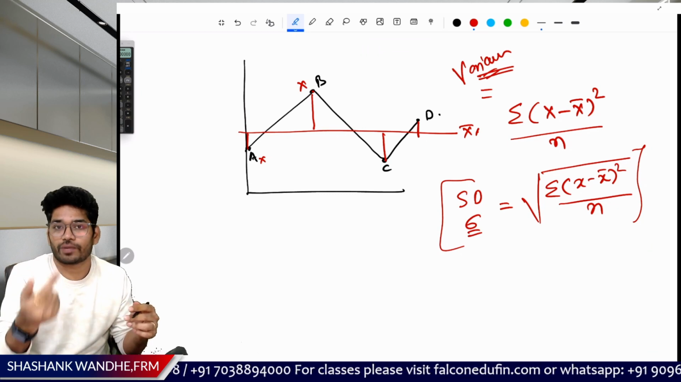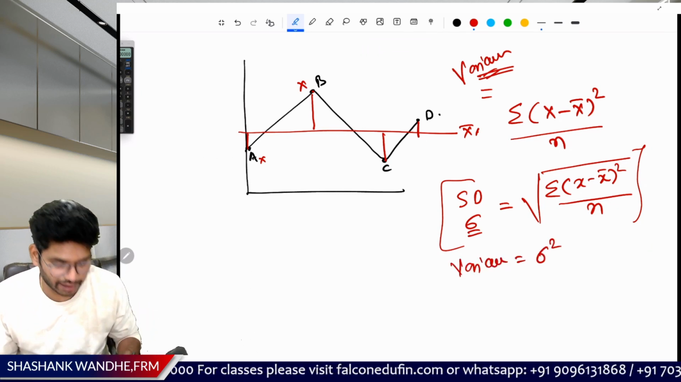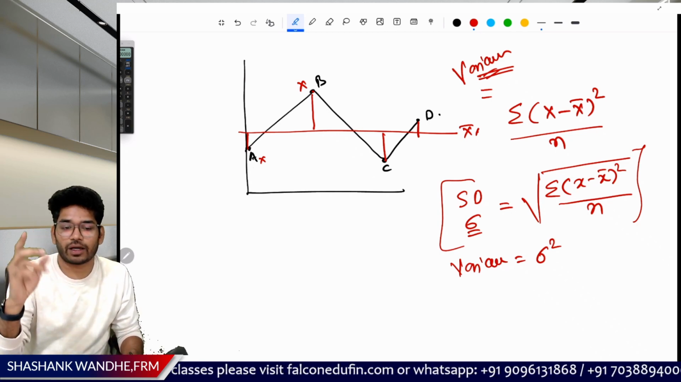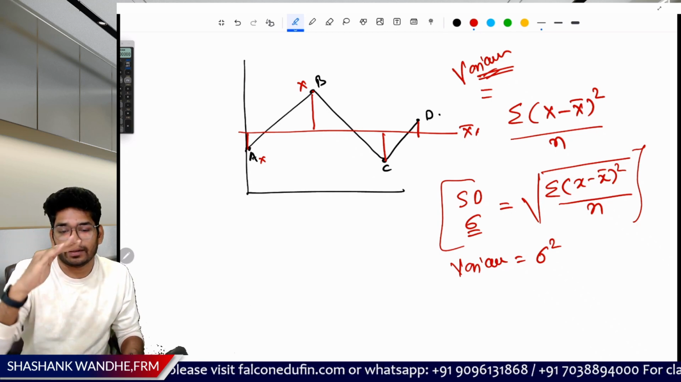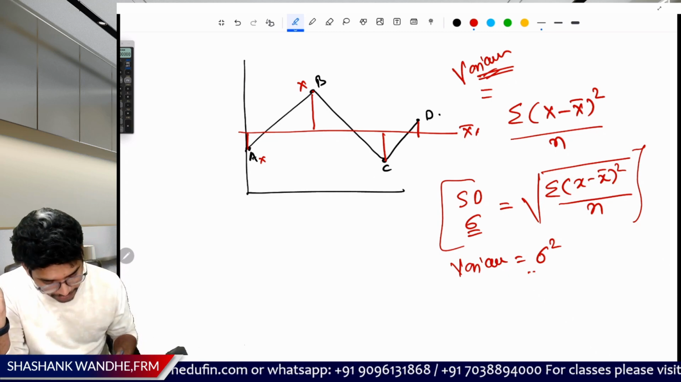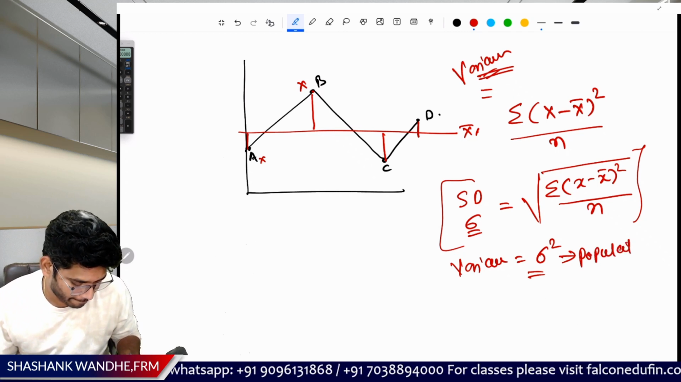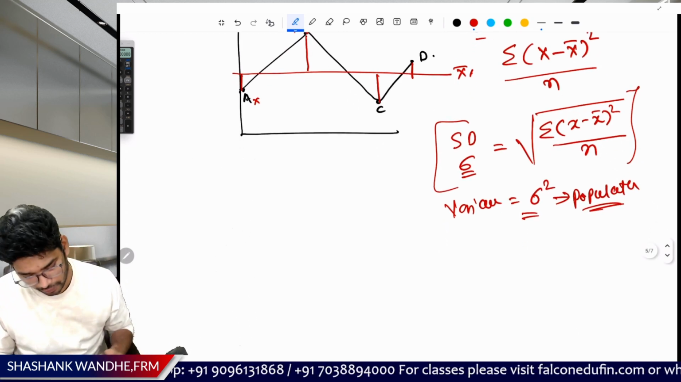So standard deviation is denoted by sigma, and that's why variance is denoted by sigma square. Because standard deviation is sigma, simply the variance is square of standard deviation. That's why sigma square. Okay. And this is for population. For population. Now, what about sample?